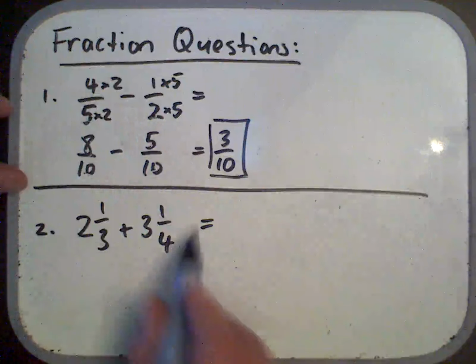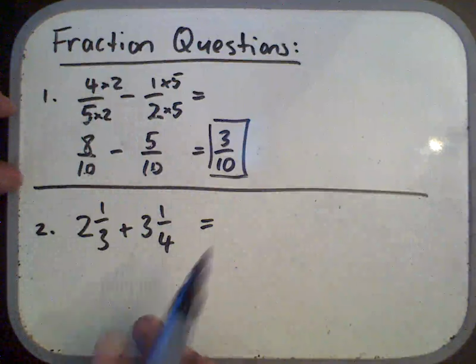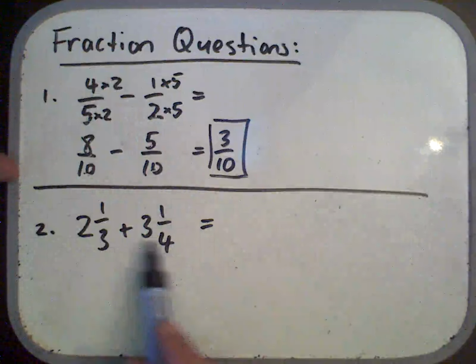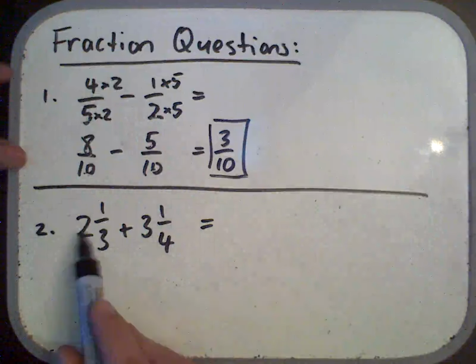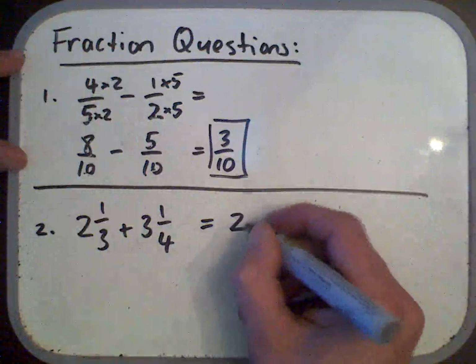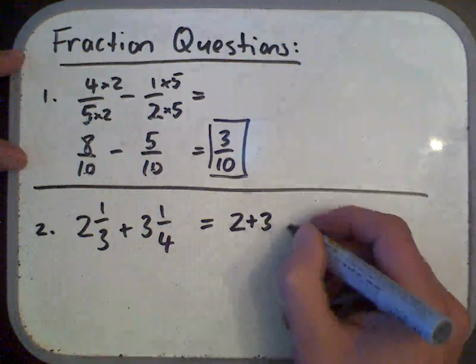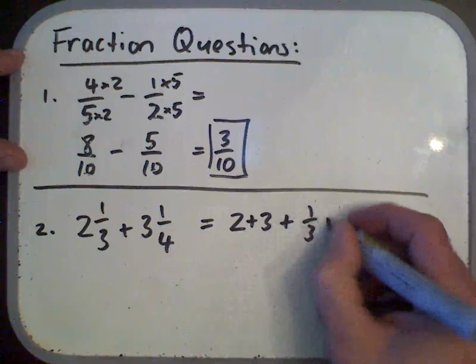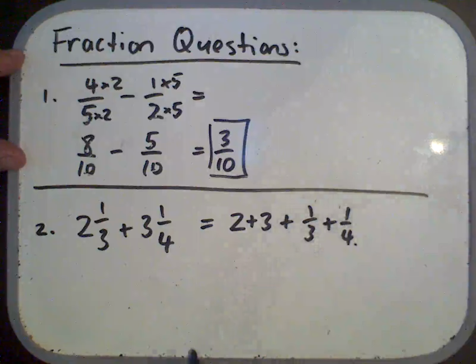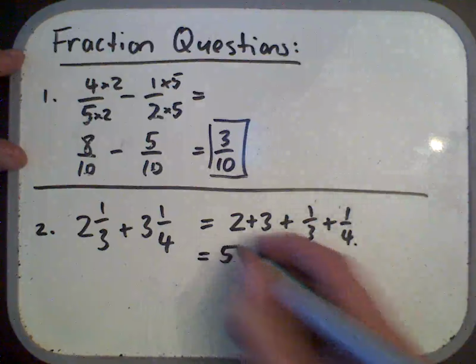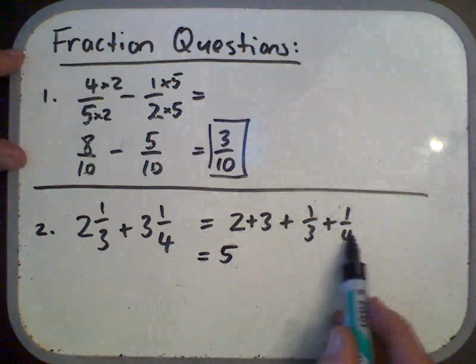Okay, we're adding here, right? It's understanding what we're doing here. Different denominators, when we're adding or subtracting, we've got to have the same denominators. Alright, 2 plus 3. We can simply add those together. Then we've got to add a third plus 1/4. So, 2 plus 3 gives us 5. We've got different denominators here. So let's use 12. 3 times 4 is 12.